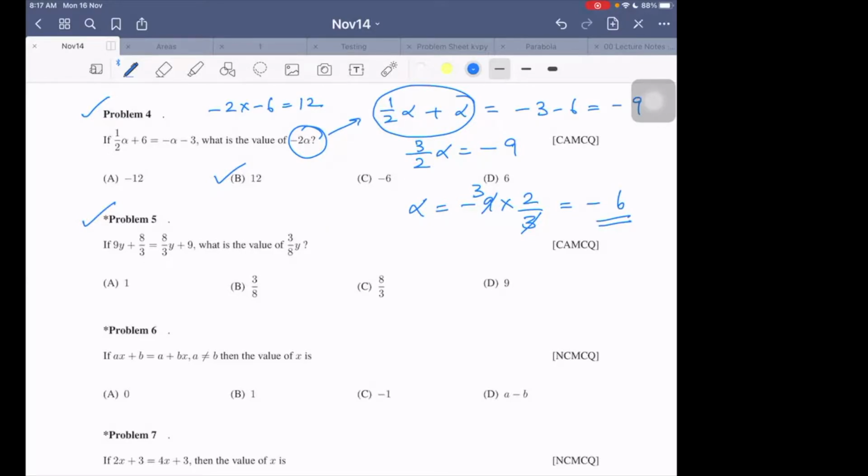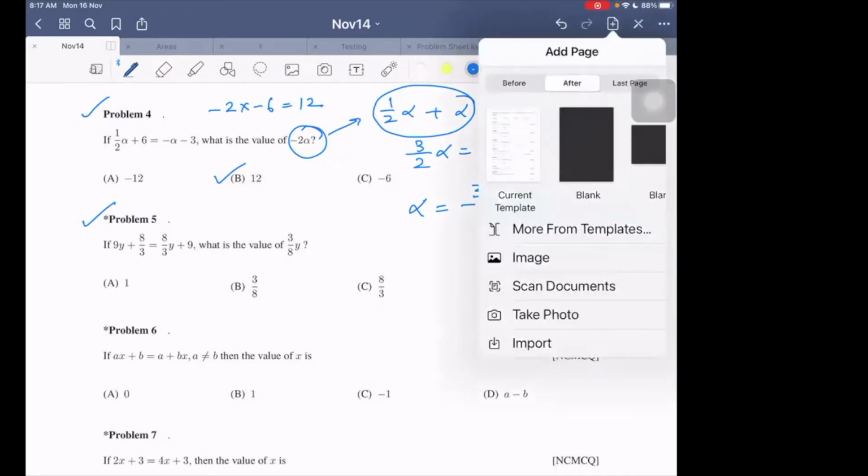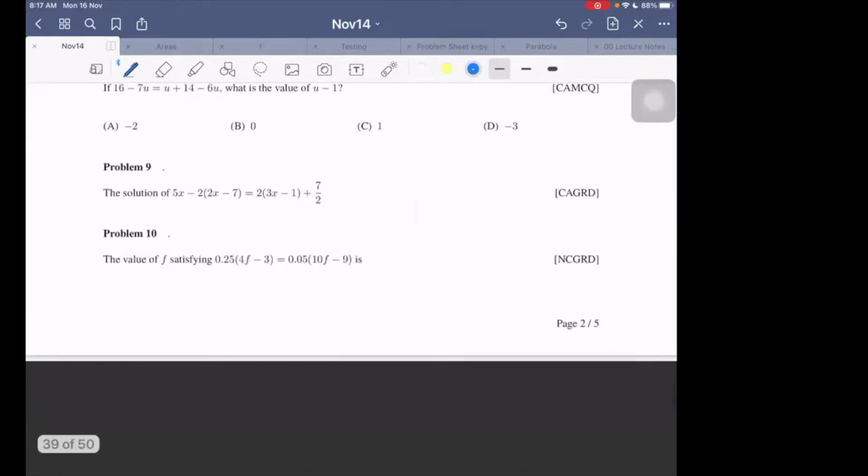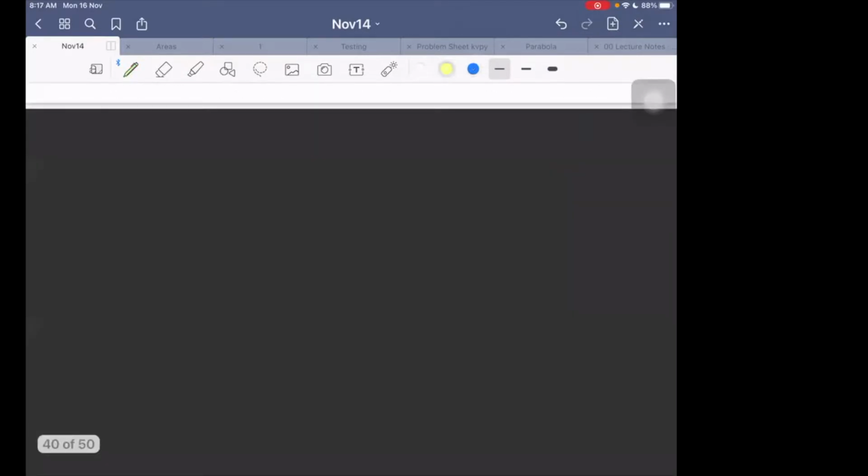Let's look at the next question. You have 9y plus 8 by 3 is equal to 8 by 3y plus 9. And the question talks about 3 by 8y. So our question is 9y plus 8 by 3 is equal to 8 by 3y plus 9. See, this is a tricky question.